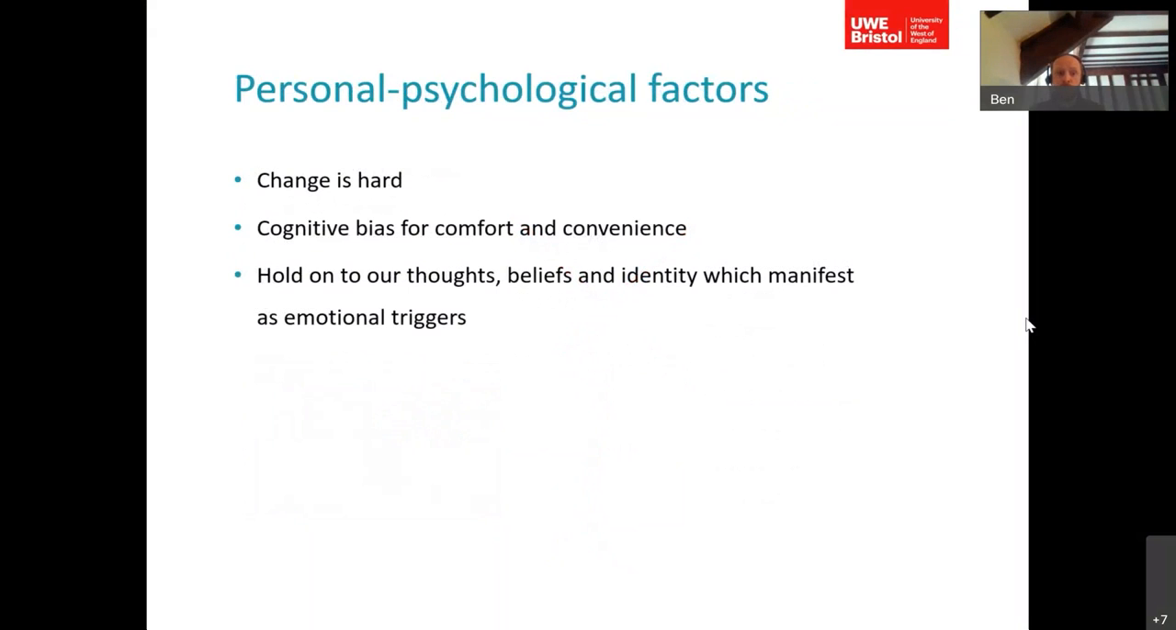Change is really hard. There's cognitive bias that we hold, and that's there for comfort and convenience. And we do hold on to our thoughts, beliefs, and identity, which can often manifest as emotional triggers. So you often see this with certain messages. Social media is a great place to see this, although it can be quite toxic, where you will share thoughts and beliefs, and someone who doesn't share them will react quite negatively towards that message. So you can see this type of thing happening. You need to be aware that it does happen in communicating data as well.